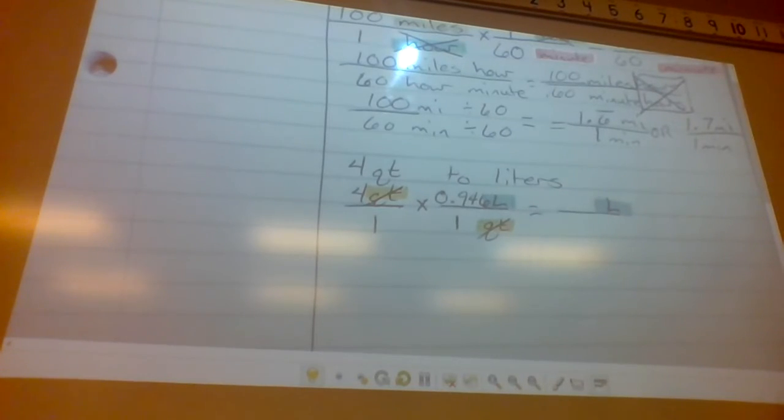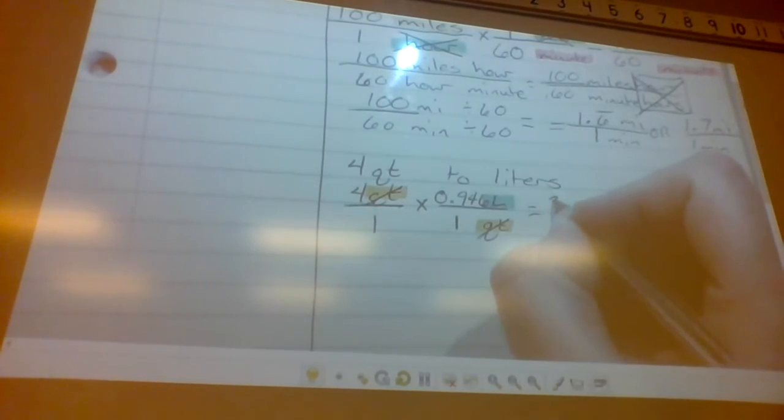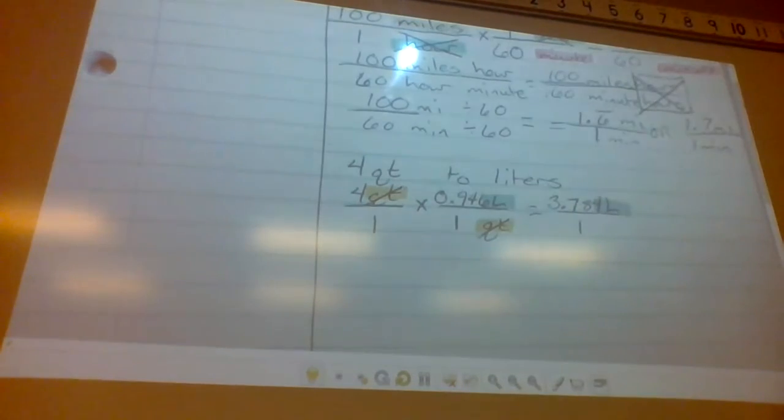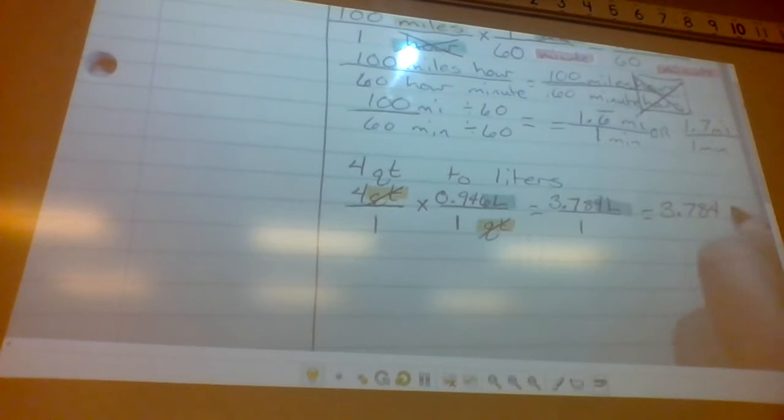3.784. All over 1, right? What is 3.784 divided by 1? 3.784. So 4 quarts is approximately 3 and 784 thousandths liters. That makes sense.